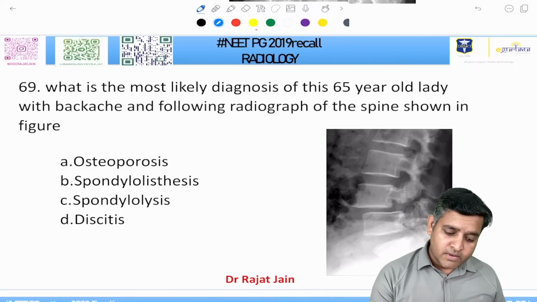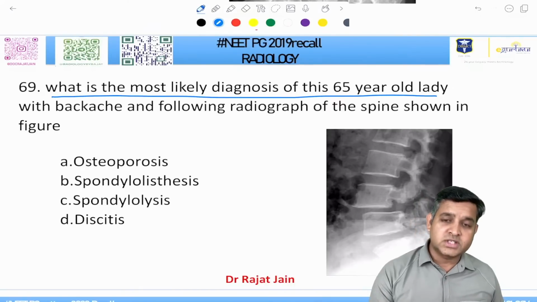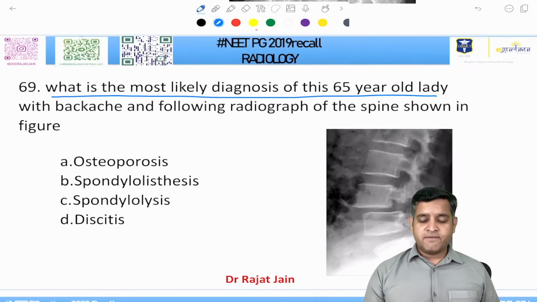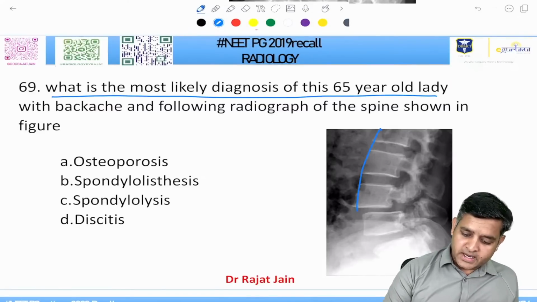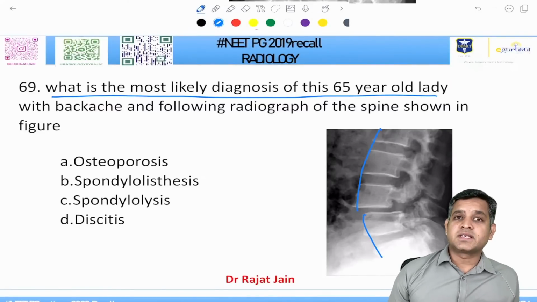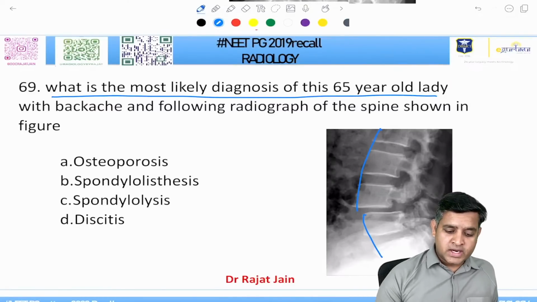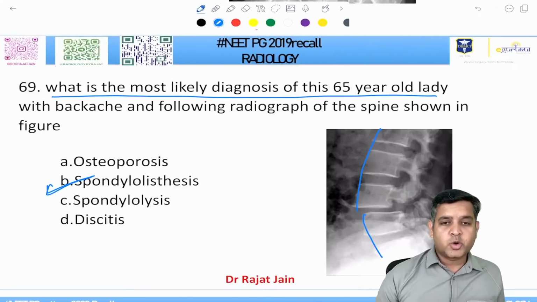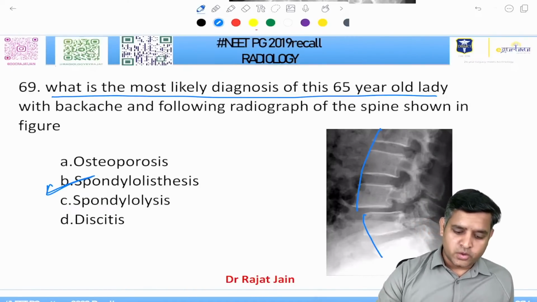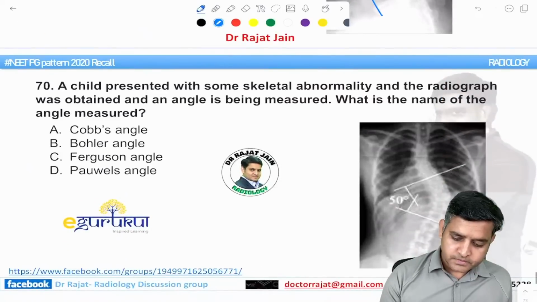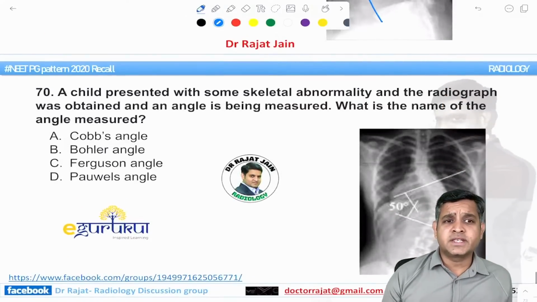What is the most likely diagnosis of this 65-year-old lady with backache and the following radiograph of the spine? What do we see? Look at the anterior vertebral line. It is broken. That means there is a slippage of one vertebra over another. What is this called? Spondylolisthesis. And this is a very easy image.